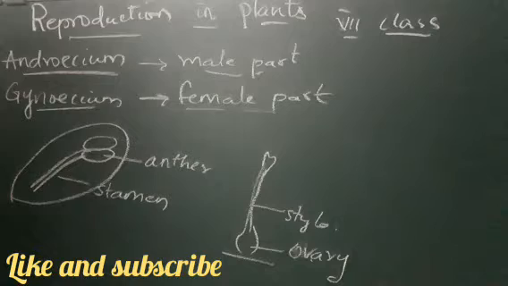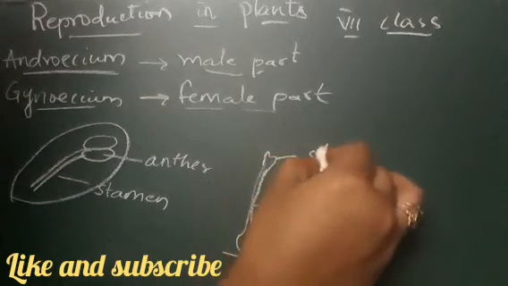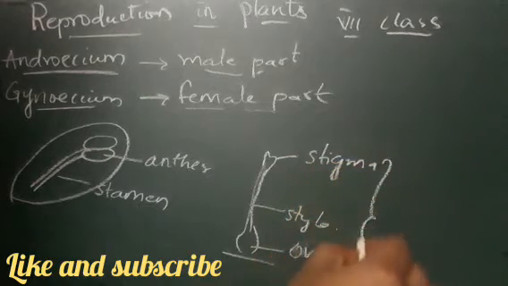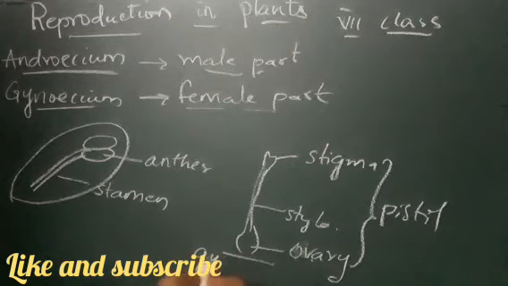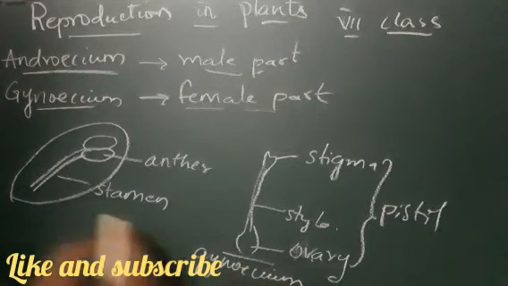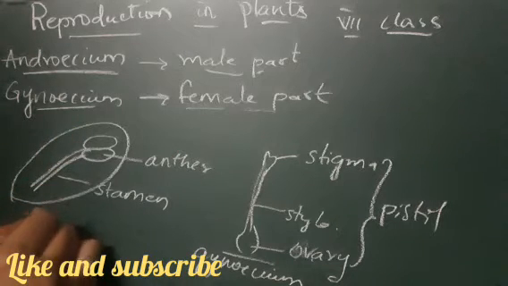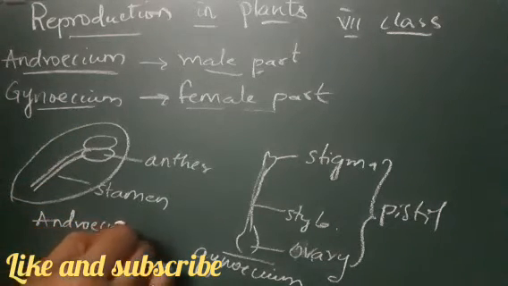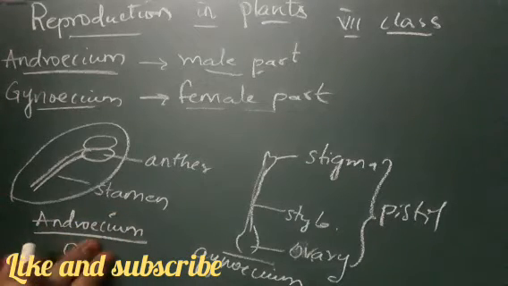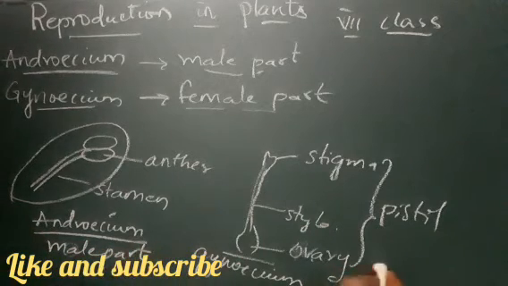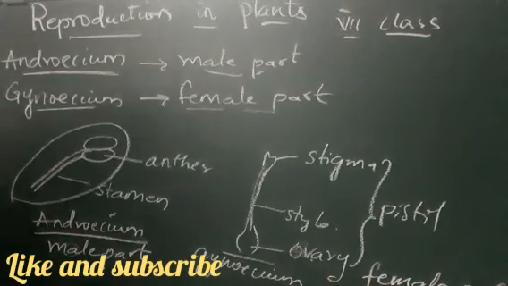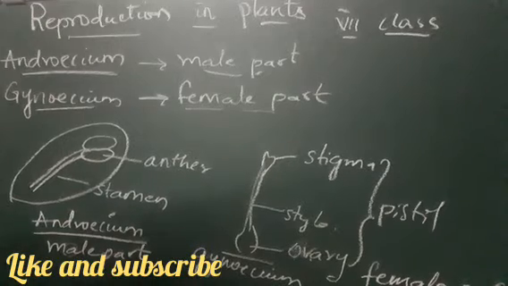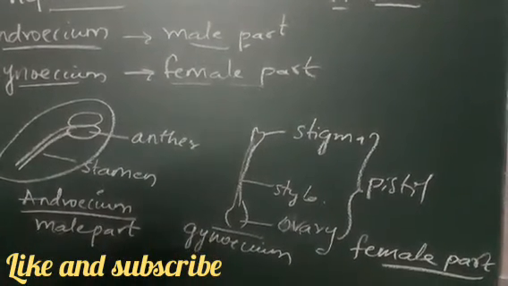So this is nothing but your stigma. All together this will form the pistil, and the pistil is altogether called gynoecium. And this is altogether called androecium. Androecium is the male part of the flower, and gynoecium is the female part of the flower.